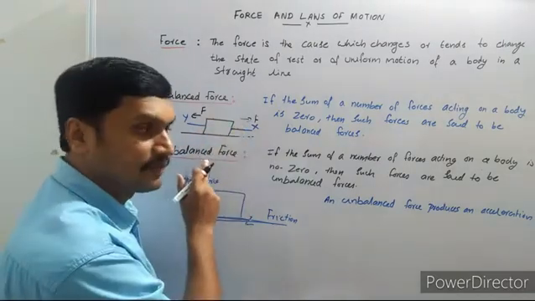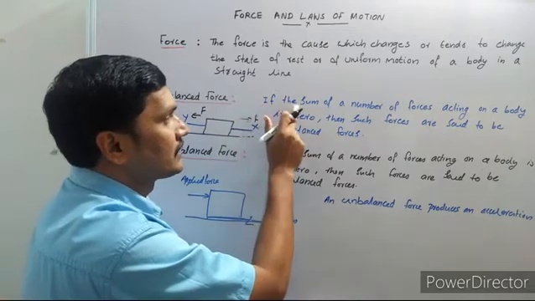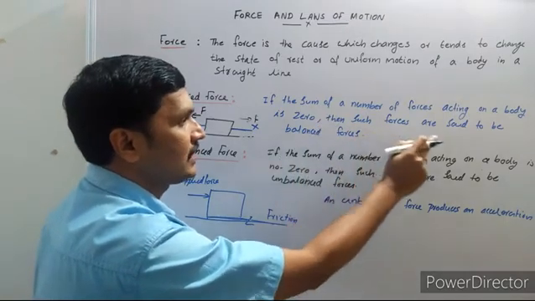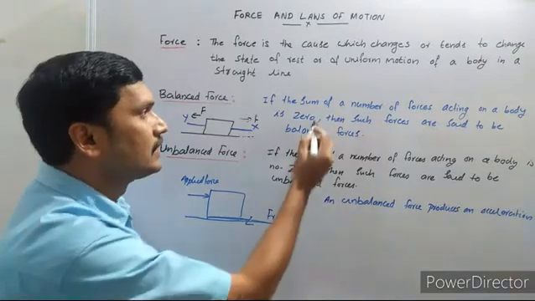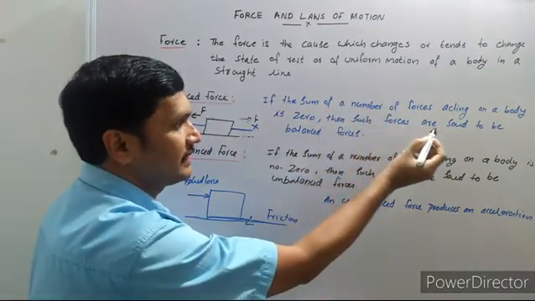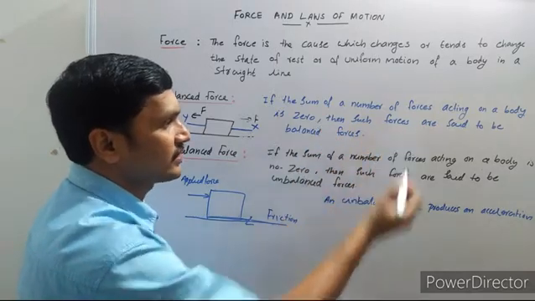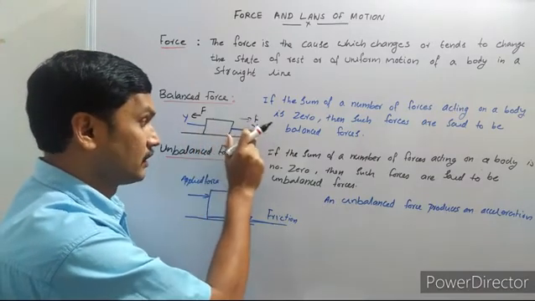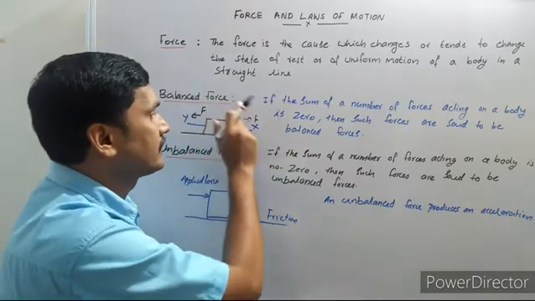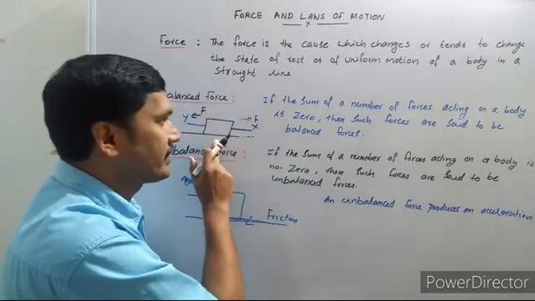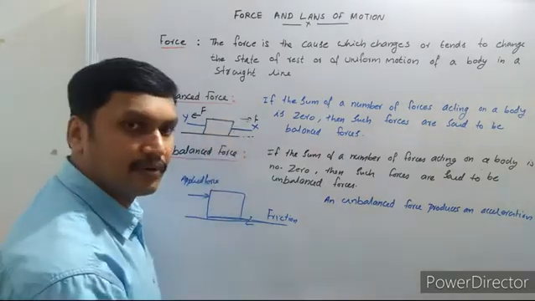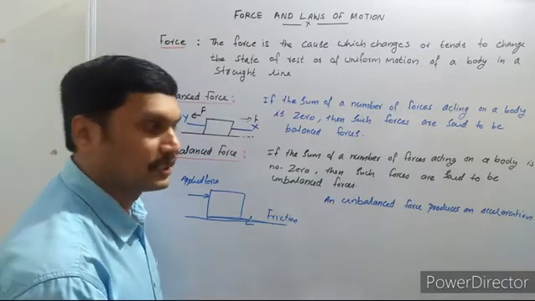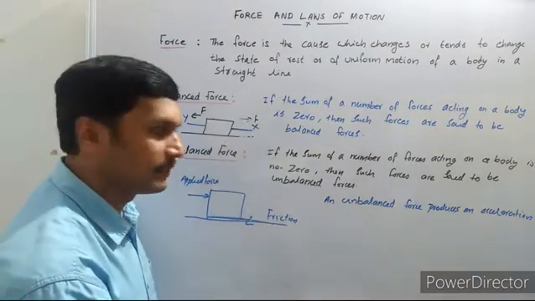Balanced forces: if the sum of a number of forces acting on a body is 0, then such forces are said to be balanced forces. Here two forces are acting on this body, but the total force, or the sum of the forces, is 0. That's why the body is not moving. Please understand, if a balanced force is acting on a body, if it is at rest, it will continue at rest. If it is in motion, it will remain in motion.